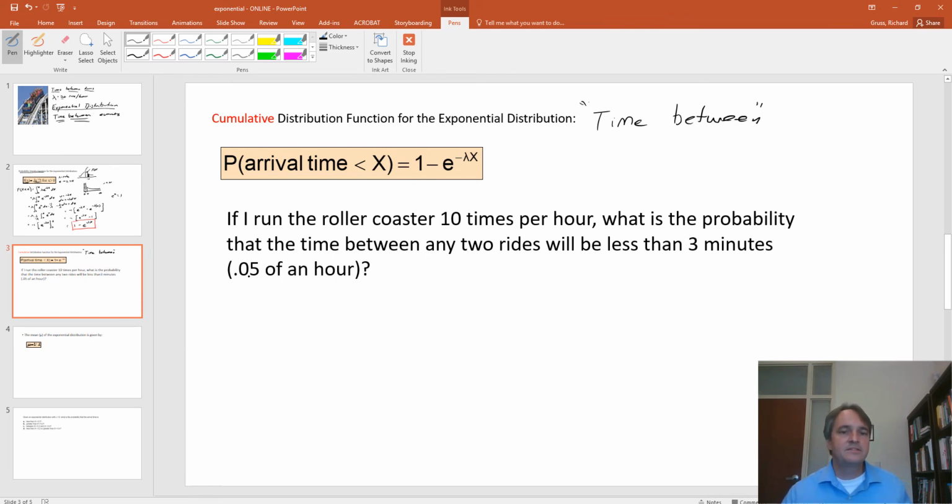Okay, so let's do an example here. If I run the roller coaster 10 times per hour, what is the probability that the time between any two rides will be less than 3 minutes, or 0.05 of an hour? Go ahead and plug those values in there and see if you can come up with a probability.